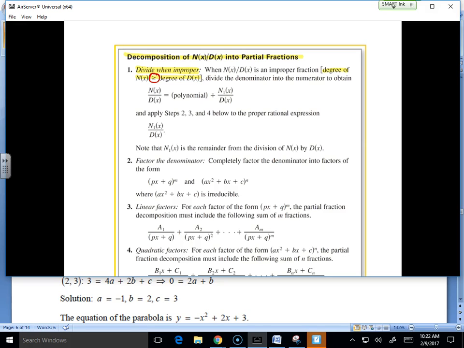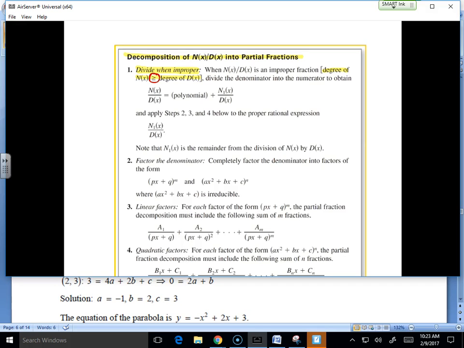5/3, top-heavy, that's 1 2/3, right? 24/4, that one's boring. 24/5, that's top-heavy. That's 4 4/5. Rational functions might be a little harder to figure out when they're top-heavy, but they're top-heavy when the degree of the top is greater than or equal to, and that's where it gets tricky, the degree of the bottom.